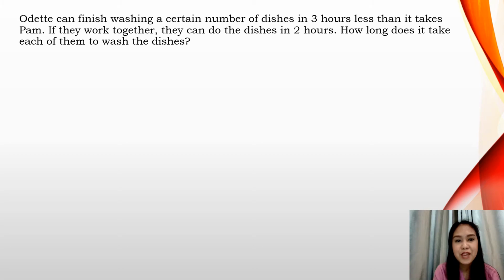So now let's have a complete word problem that involves a quadratic equation. Still, this is a work problem. Odette can finish washing a certain number of dishes in 3 hours less than it takes Pam. If they work together, they can do the dishes in 2 hours. How long does it take for each of them to wash the dishes? So we have two characters in this problem. We have Odette and Pam.